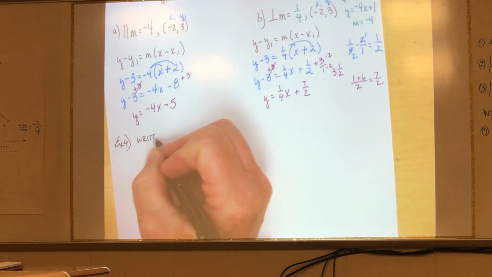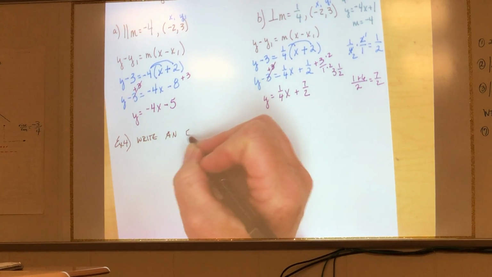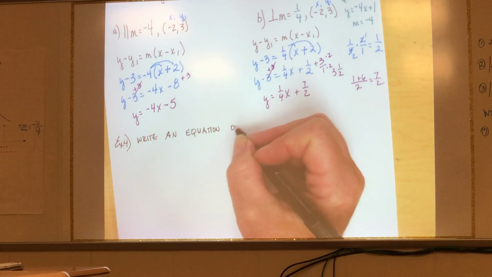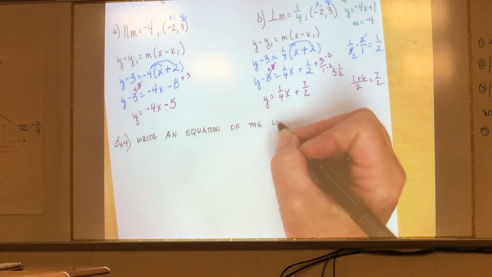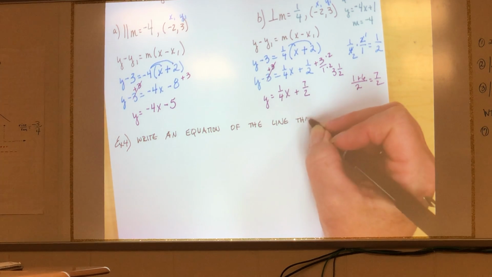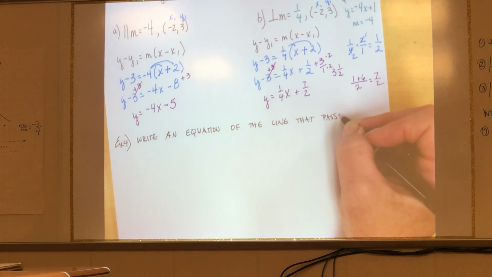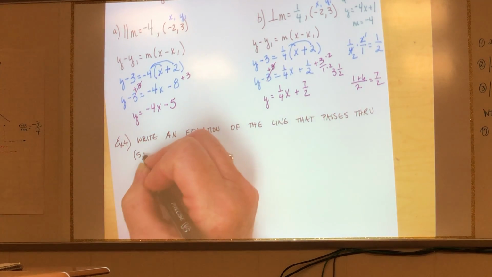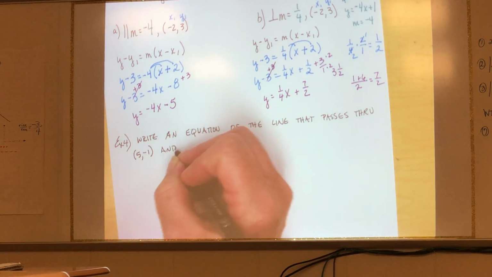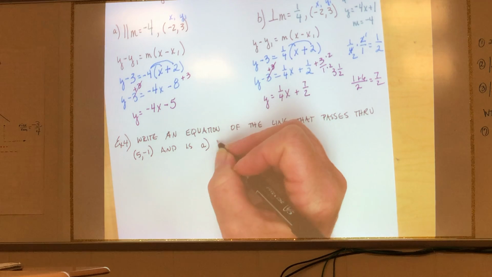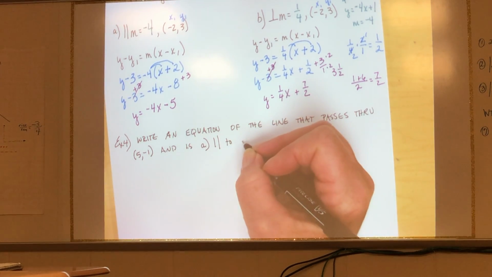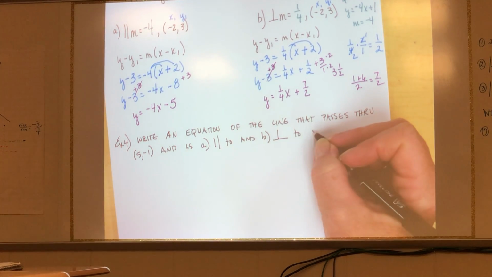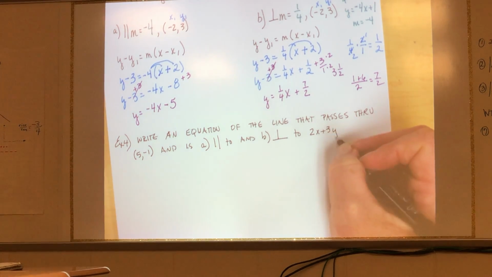Write an equation of the line that passes through (5, -1) and is A parallel to and B perpendicular to 2x plus 3y equals 9.